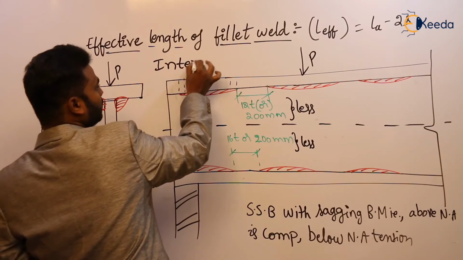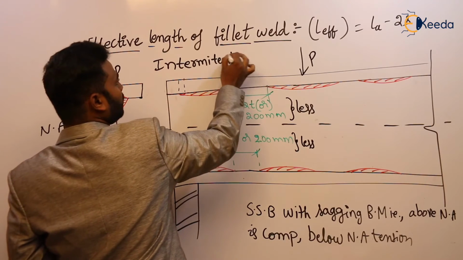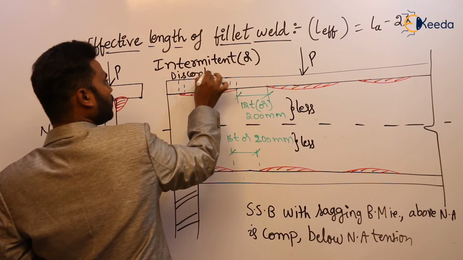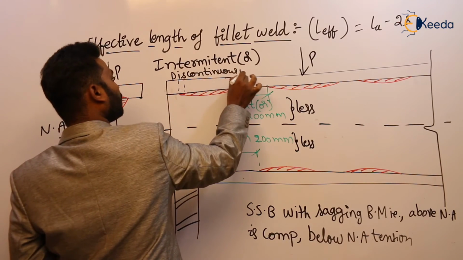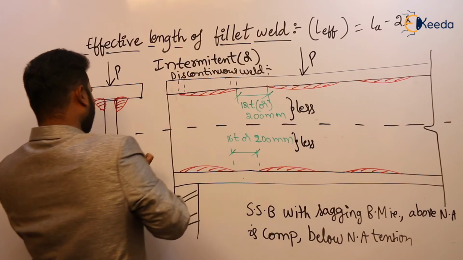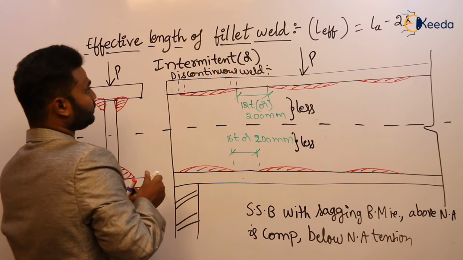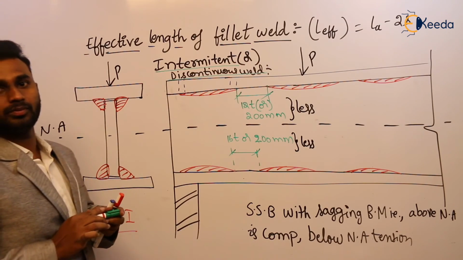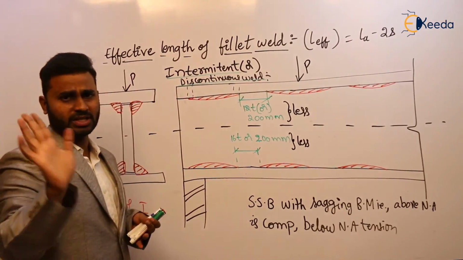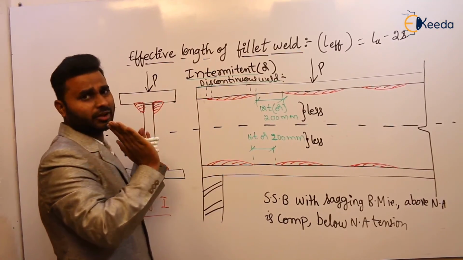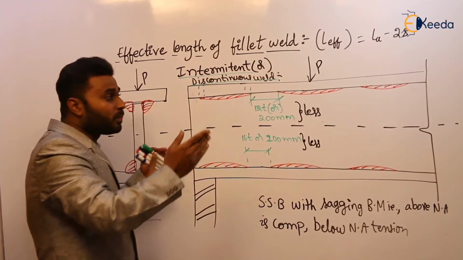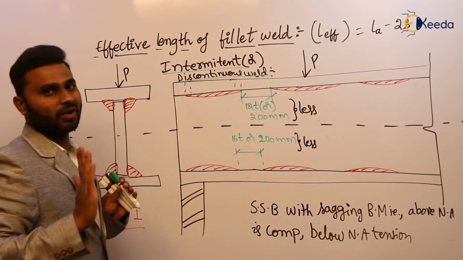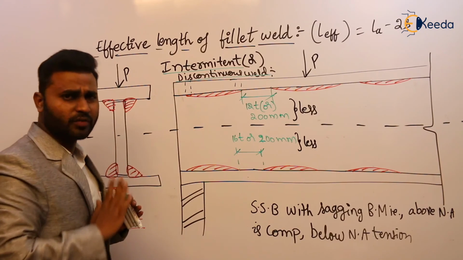Intermittent or discontinuous weld. Take it down. You draw the two diagrams separately. In the first diagram I have shown what is LF2. In this diagram I am going to show you the maximum pitch in compression and the maximum pitch in tension. So draw two diagrams differently. Don't overlap them in the same diagram, because chances are there for you to get confused. So take it down.